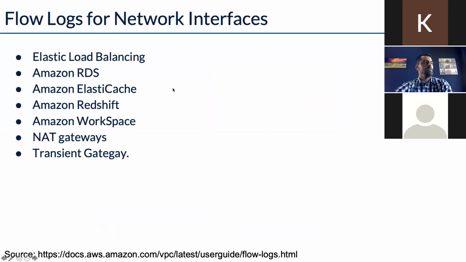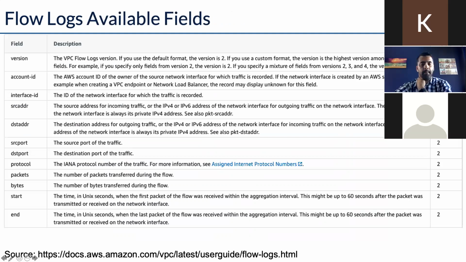So if you are going to monitor network interface traffic, you can do that at the elastic load balancing level, sorry, up to ElastiCache and the NAT gateway. So that's good. Essentially, these are all the fields that are available when you collect a flow log. You have the account ID, the interface ID, the source IP, the destination IP, the source port, the destination port, and metrics about the packet size.